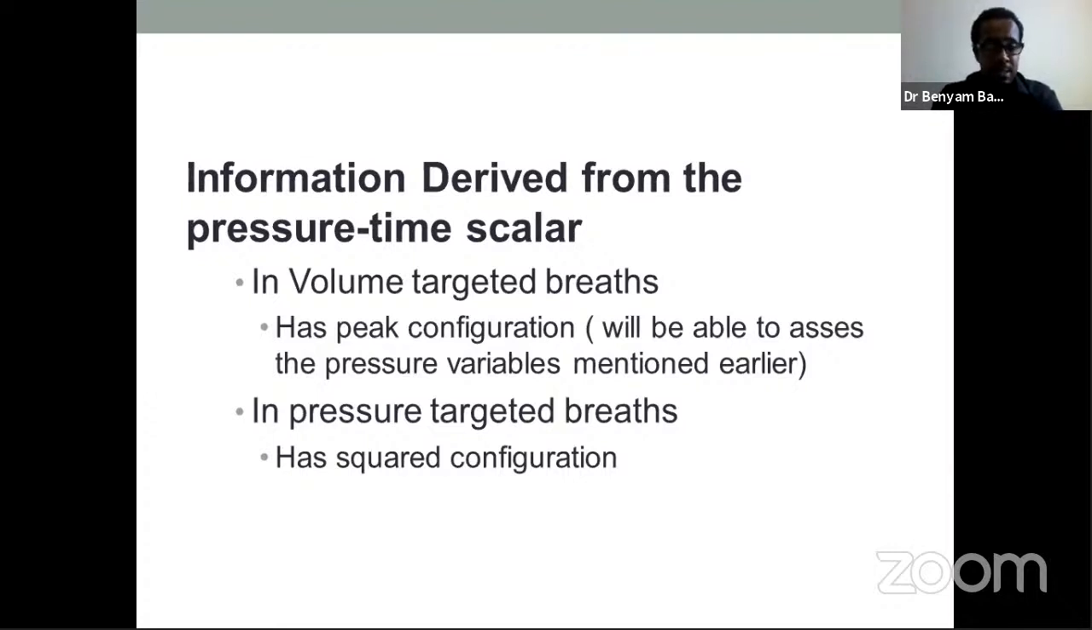So we'll be able to assess that variability in the pressure that is created in the lungs. In pressure-targeted breaths, we target the pressure, so we deliver a certain pressure. So it usually has a square configuration, and it might not tell us a lot about airway pressure dynamics.